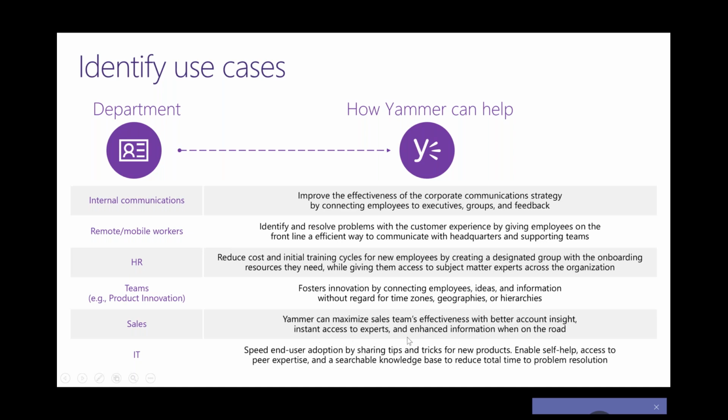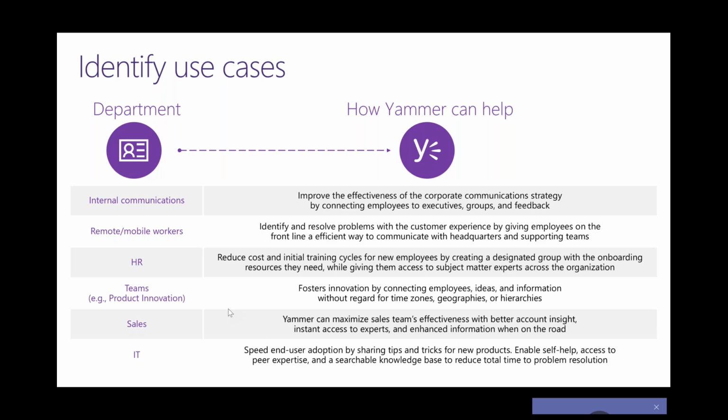So, for example, in sales, you can maximize sales team effectiveness because of the account insight. You can have more enhanced information on Yammer that would help sales teams effectively do their job, and so on and so forth. There are lots of different cases that people can use to get that work done.